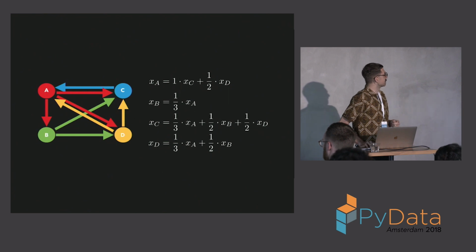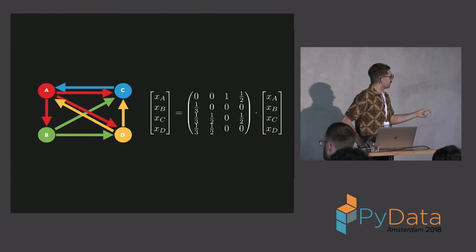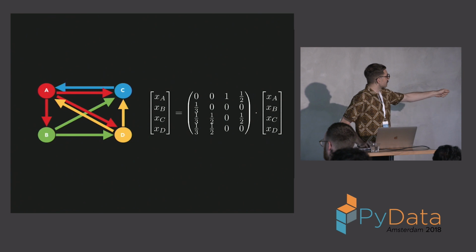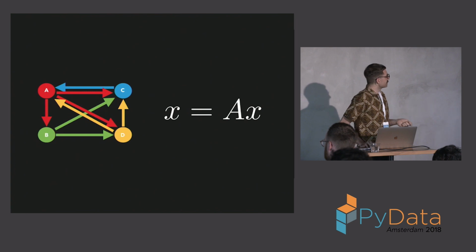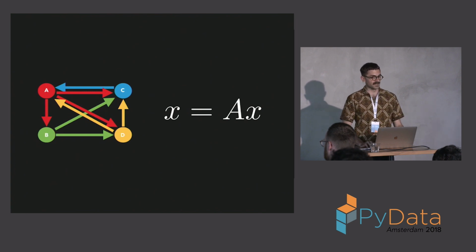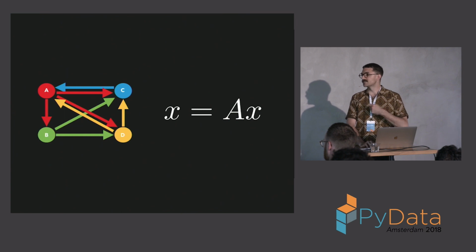We take our linear equations, we make a matrix formula out of them, where this matrix here is the adjacency matrix I was talking about. And then if we rewrite it like this, it becomes clear that we have an eigenvalue problem. That is to say, we're looking for a vector which, when multiplied against that matrix, is itself.